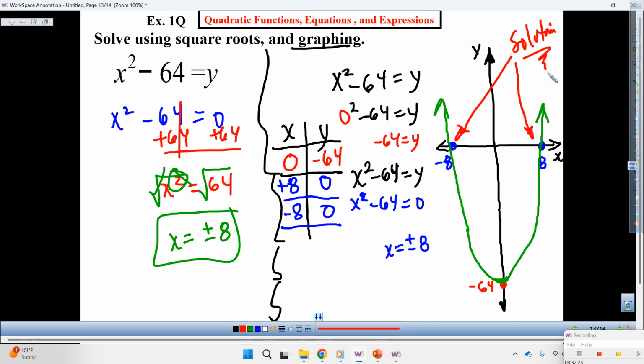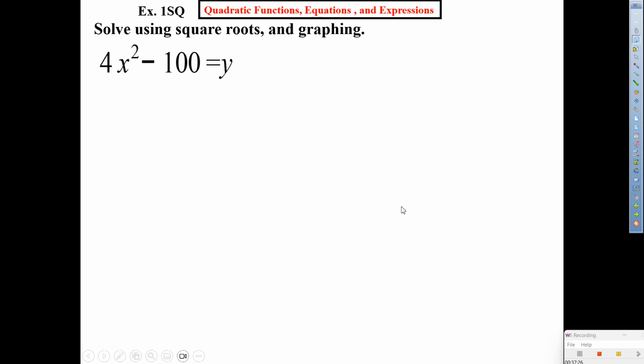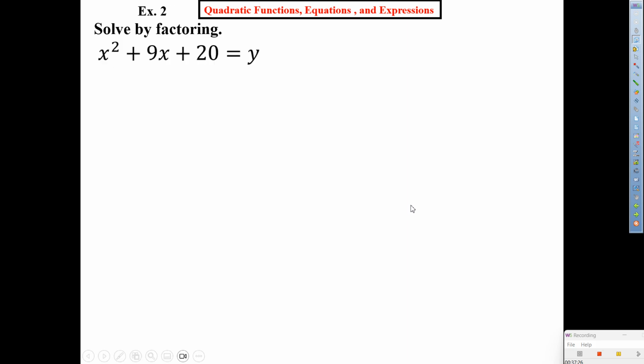Okay? And our last one, y'all ready? Copy this one, please. Example 2. X squared plus 9x plus 20 equals y.